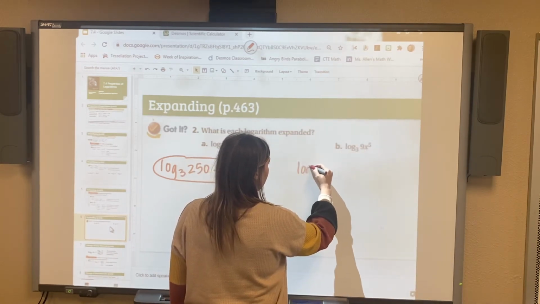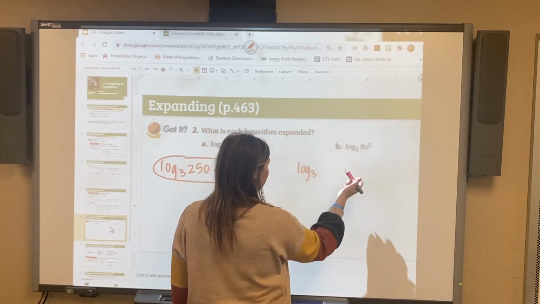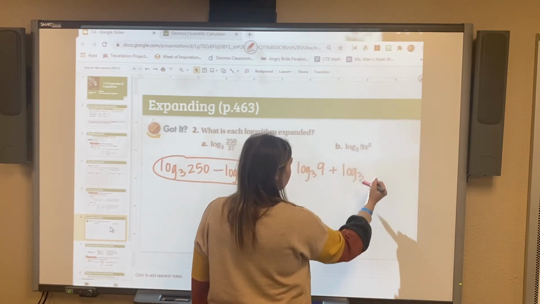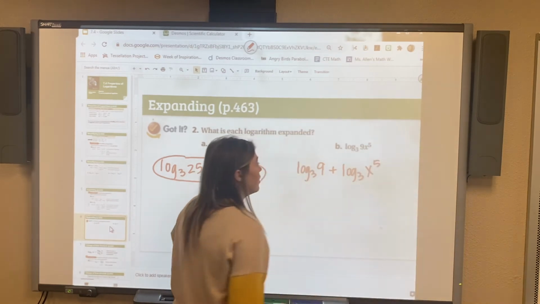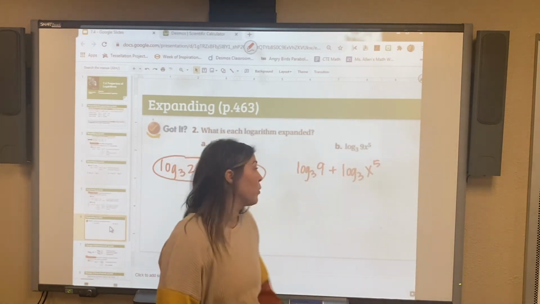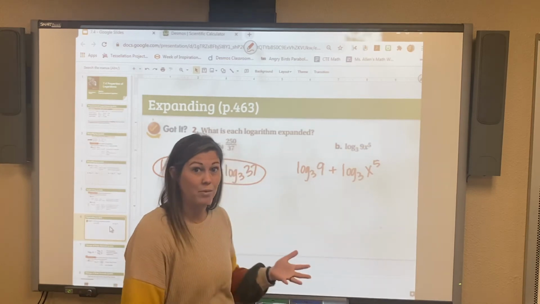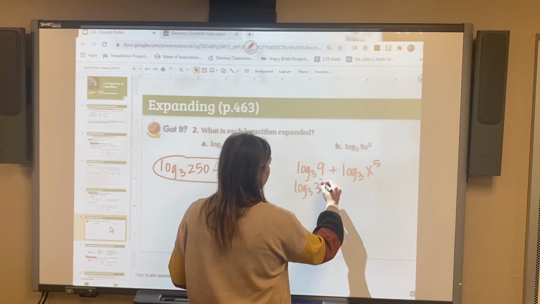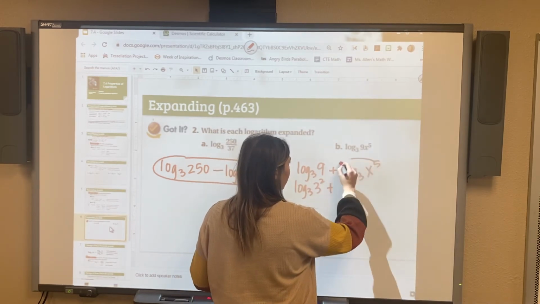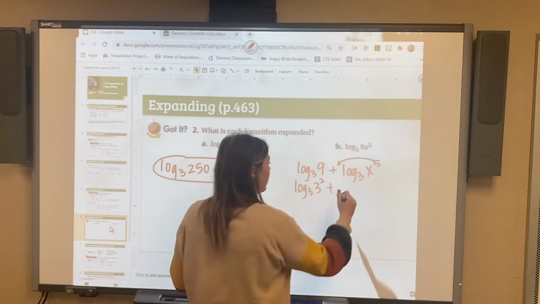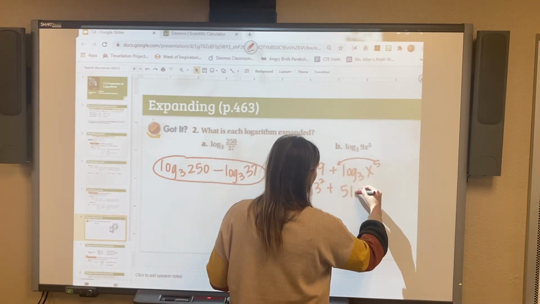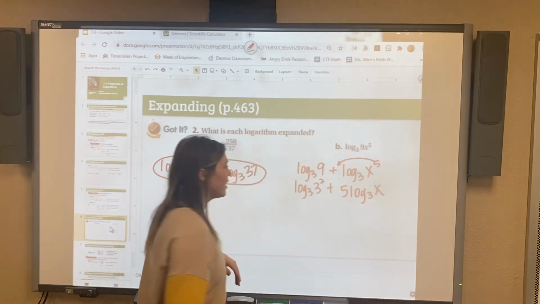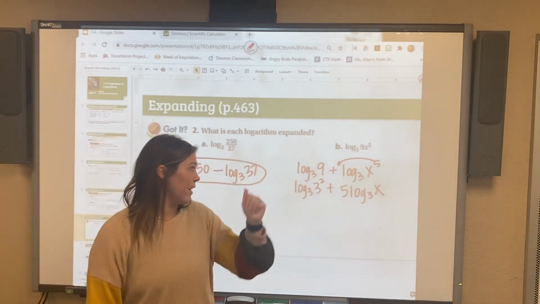So we have log base 3 of 9 plus log base 3 of x to the 5th power. Okay, we can simplify both of these more. So 9 we can write as a base of 3, right? 3 squared. So this is the same thing as log base 3 of 3 squared plus, this 5 can go here, can't have an exponent, so this would be 5 times log base 3 of x.